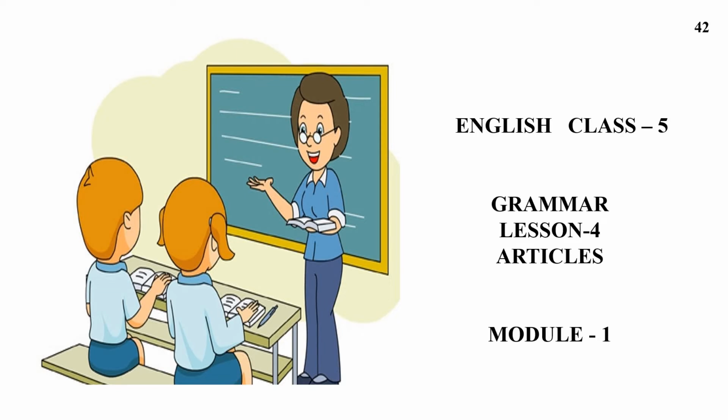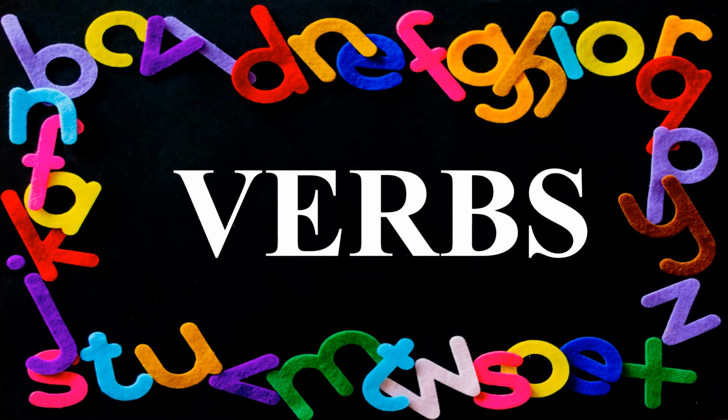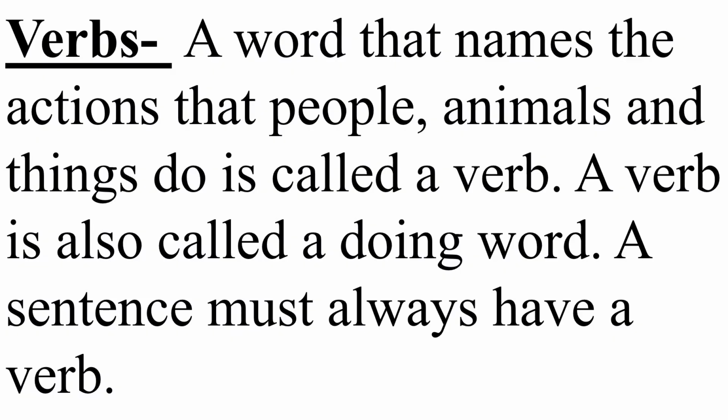In the previous video, we studied verbs and learned that a word that names the action that people, animals and things do is called a verb. A verb is also called a doing word. A sentence must always have a verb, because without a verb a sentence cannot be framed.